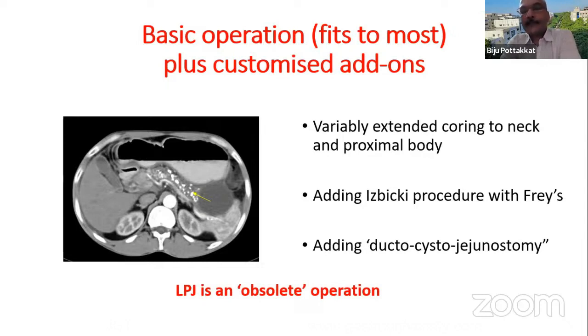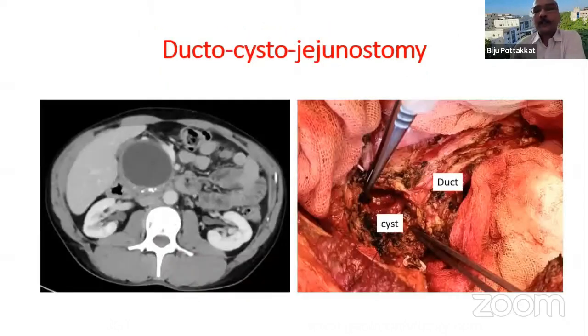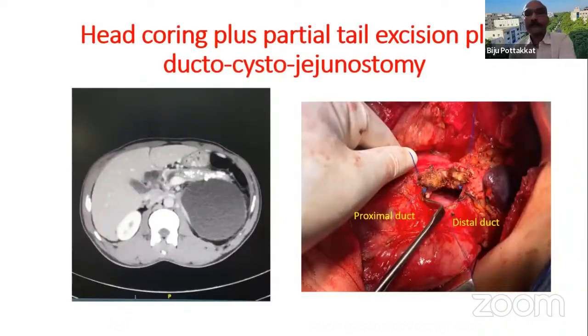You may add an Izbicki procedure, plus or minus, and add a ductocystogenostomy, what we call the duct and cyst anastomosed together. This is a term which we are also trying to push, ductocystogenostomy, where in chronic pancreatitis, you open this cyst and only cyst drainage is not enough. Still, you have to do a head coring along with the anastomosis to the cyst, even if it's located in the remote locations.